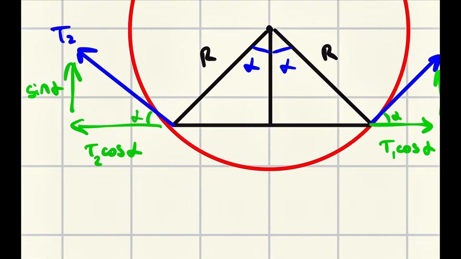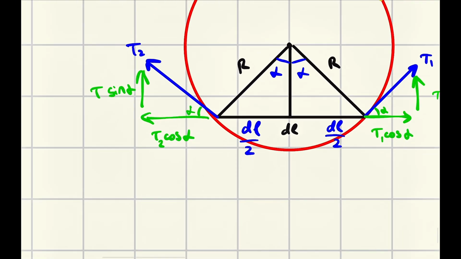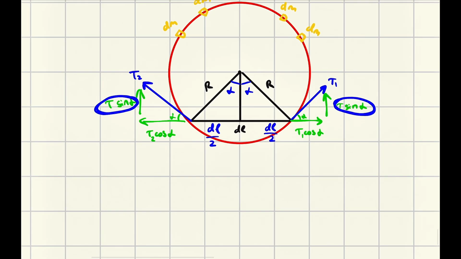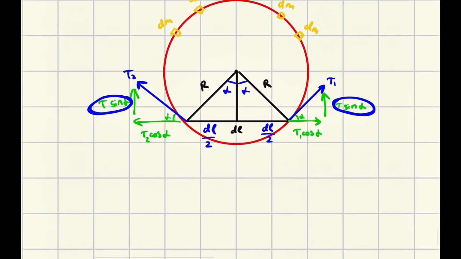Okay, this part, let me call this dl. If this part is dl, definitely I know that this part is just dl divided by 2, this part is dl divided by 2. Why is this important? Because right now we need to identify one thing. So this is T sine alpha, right? This is T sine alpha. They are equal to each other. We have proved it. And they are the forces which are pulling us inward.